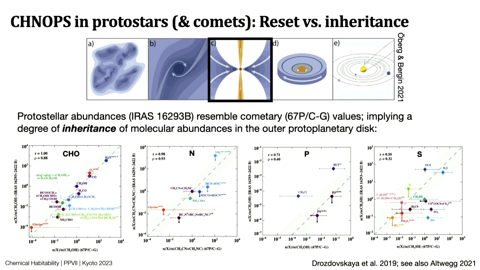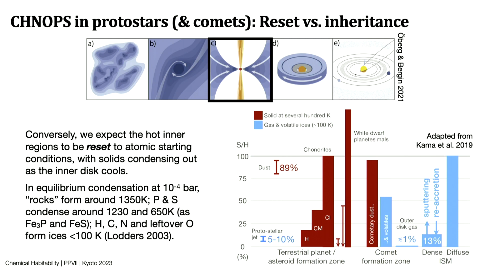Some of this complexity survives when material is incorporated into protoplanetary disks. We see this by comparing here protostellar molecular abundances on the vertical axis and cometary abundances based on 67P. So you can see this clear one-to-one line with deviations, obviously, suggesting that at least some of the protostellar abundances are directly inherited in the ices in the cold outer regions of the solar system. But this is not true. We don't think this holds for the inner solar system, right?